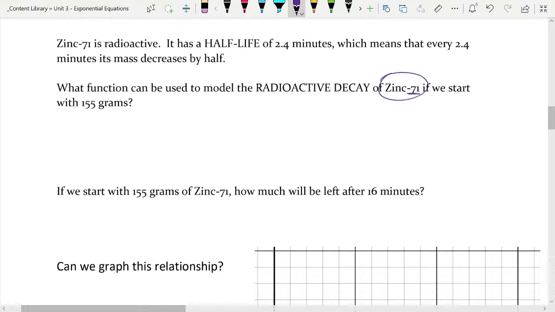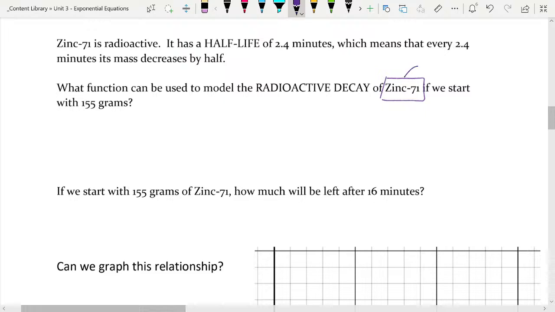Don't worry about this number 71, by the way. That's literally just the name of this stuff. If you're a chemistry student or a physics student, you know that just means it's referring to the mass of that particular zinc isotope. If you look at the periodic table, what does zinc normally weigh? Stable zinc weighs how much? Find it on the table. Yeah, 65 atomic mass units.